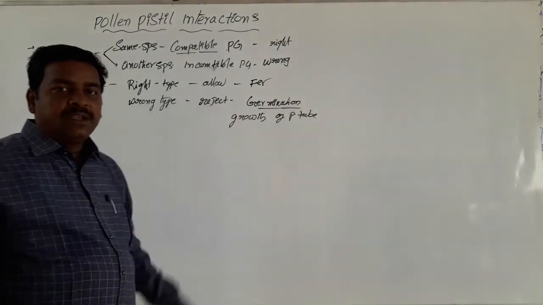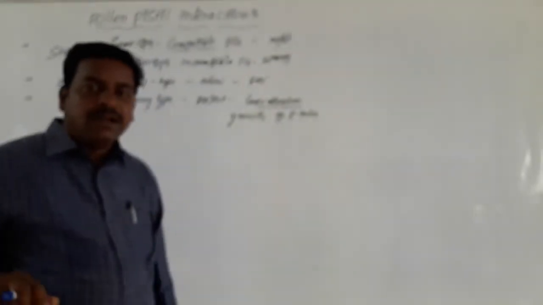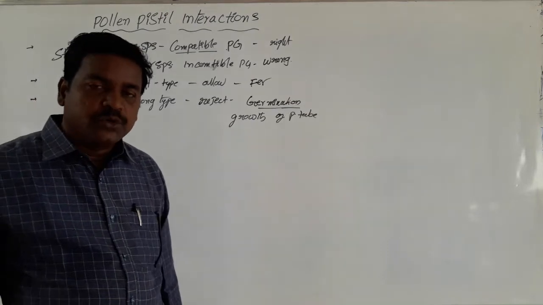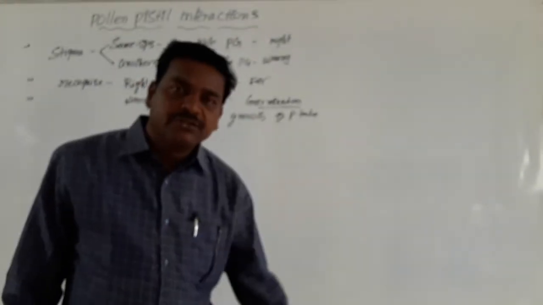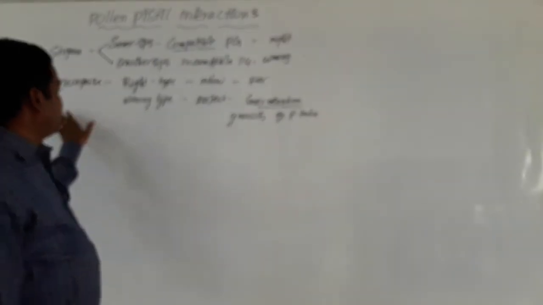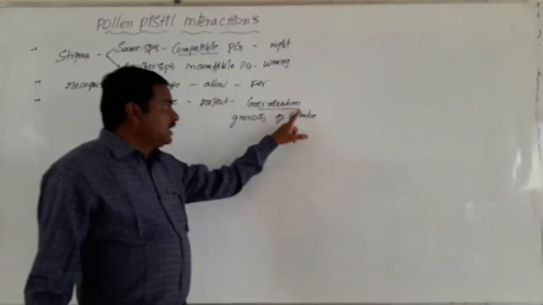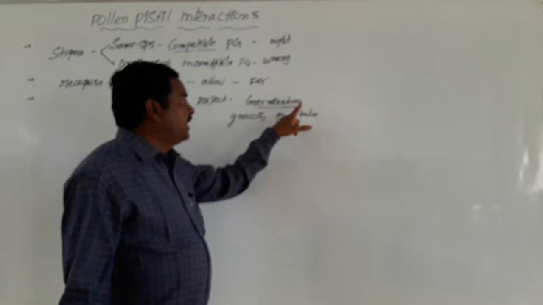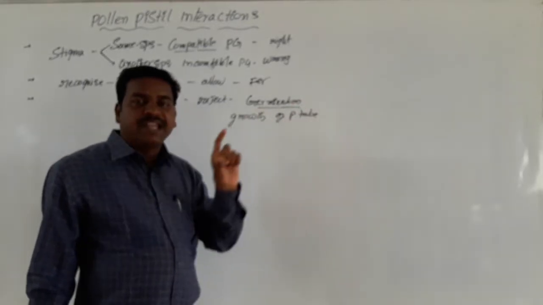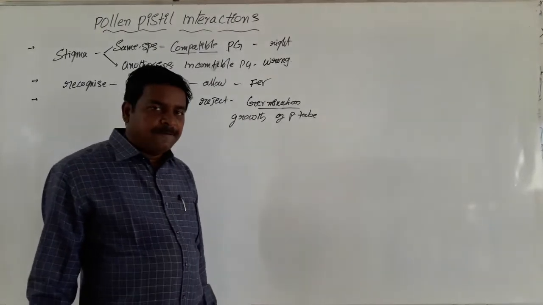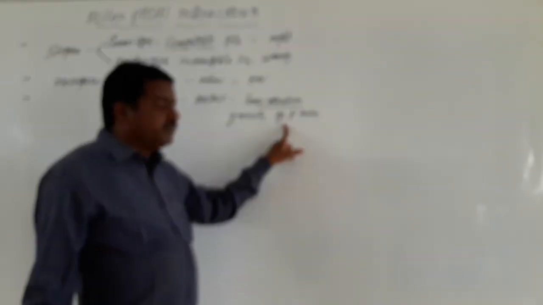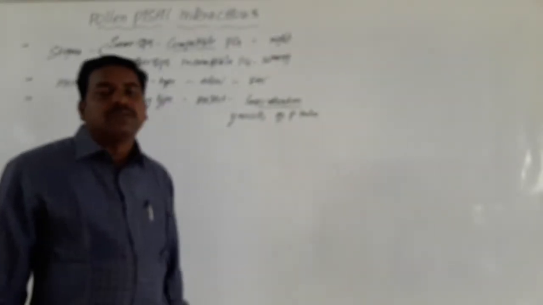So, stigma has the ability to recognize whether the collected pollen grain is right type or wrong type. When it receives the right type of pollen grain, meaning a compatible pollen grain, it accepts it and allows it to proceed to the events that lead to fertilization. But when it recognizes the pollen grain is wrong type, it rejects the pollen grain by inhibiting the germination of the pollen grain on the stigma, or the growth of the pollen tube through the style.